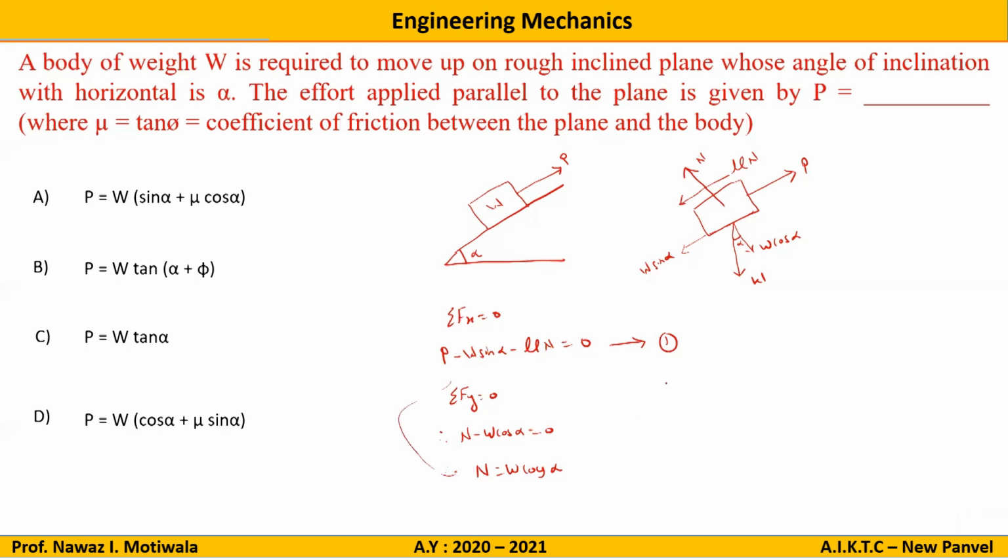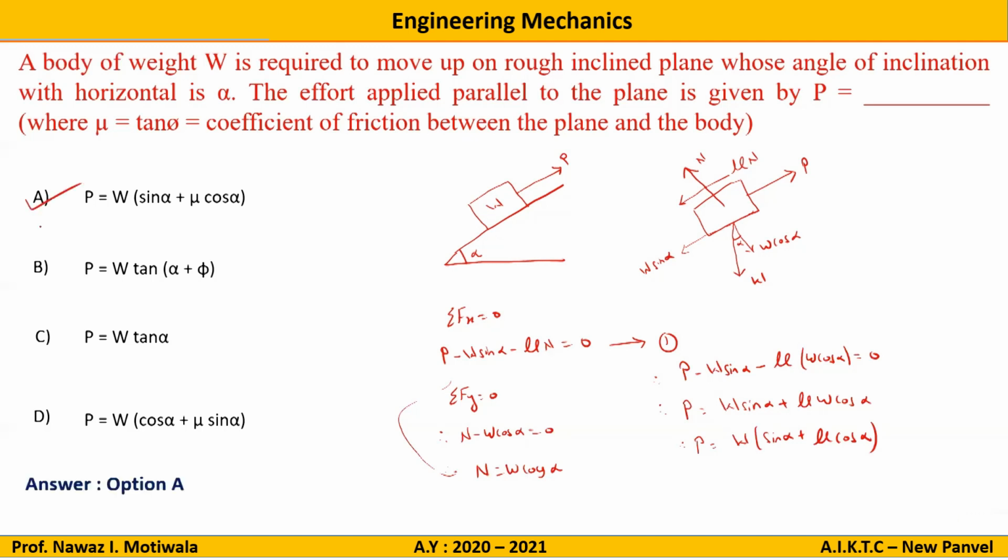Put this value of N in equation 1, so I will get P minus W sin alpha minus mu into N, that is W cos alpha, is equal to 0. If I want P, it will be P is equal to W sin alpha plus mu into W cos alpha. If I take W common, P is equal to W times sin alpha plus mu cos alpha. So the answer is option number A. Option A is the correct answer.